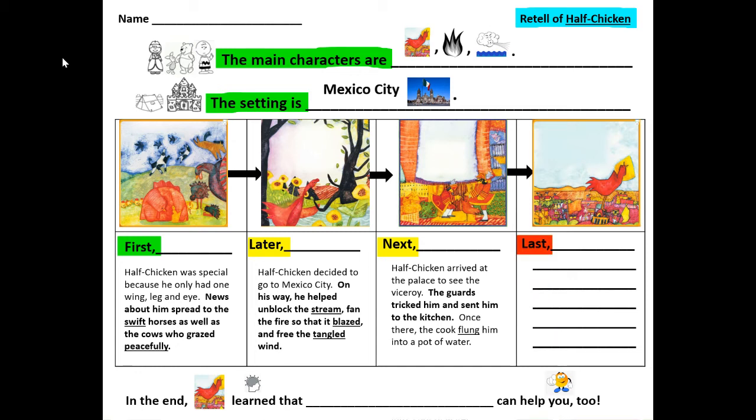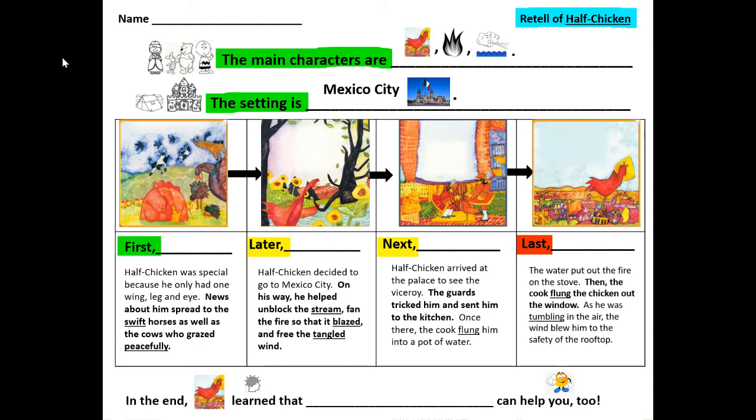Last, what happened last? What did the water do to help Half Chicken? Last, the water put out the fire on the stove. Then the cook flung the chicken out the window. As he was tumbling in the air, the wind blew him to the safety of the rooftop.